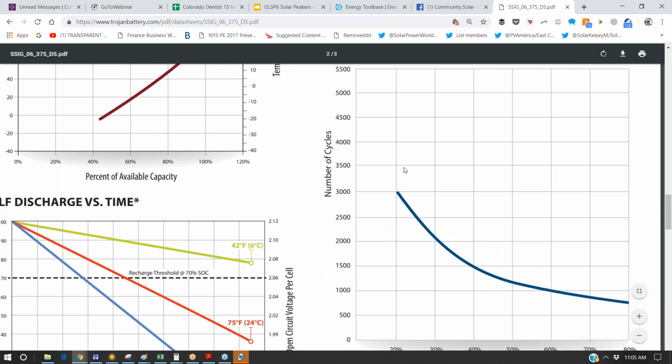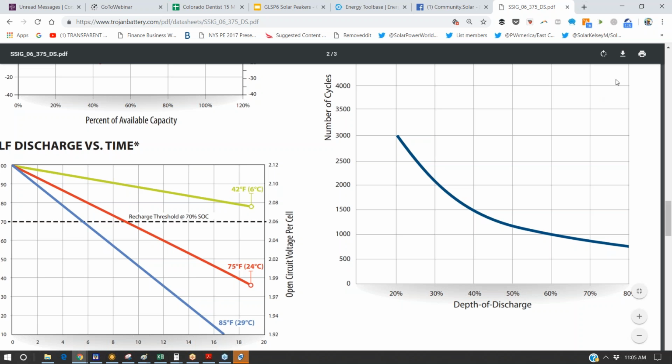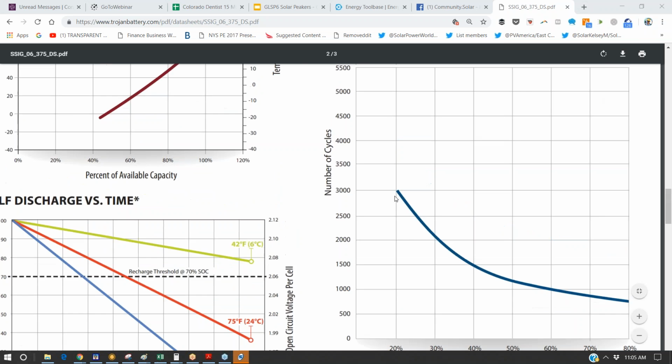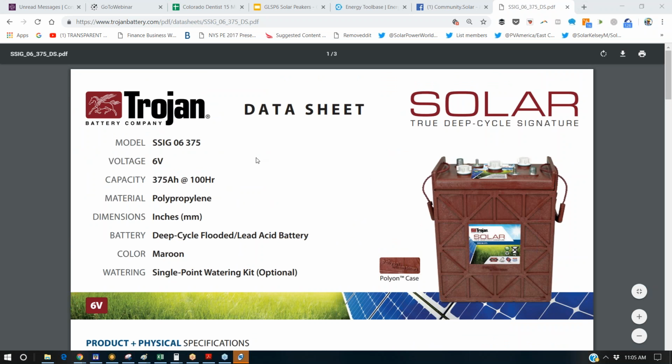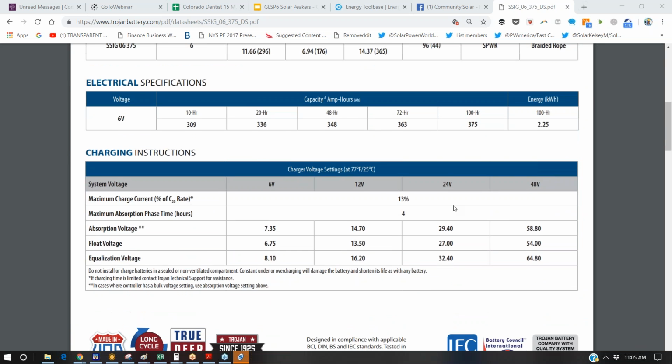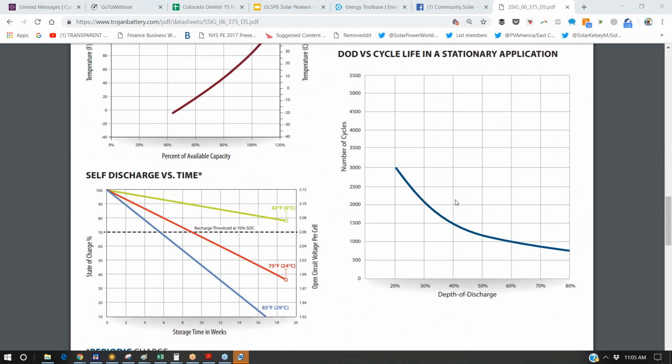Here's this same chart, but zoomed in for this particular lead acid battery. Let's see what we're looking at. It's being marketed as a solar deep cycle flooded lead acid battery, and it looks like it comes with a watering kit, so it's an unsealed flooded lead acid.